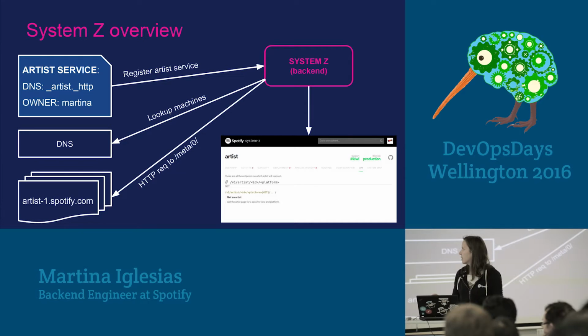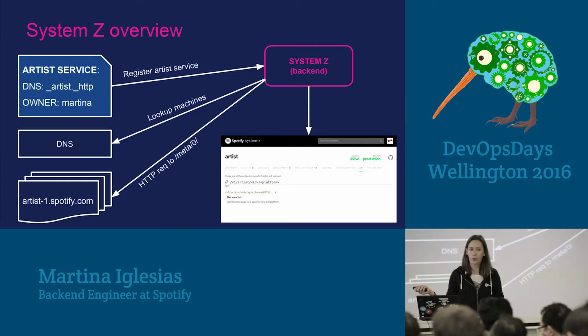So how does this work? SystemSet is this web application that I was talking about. It has a bunch of services in the backend. And when I create a new service, I can register my service in SystemSet and give it a name, an owner or maintainer, which can be me or my team. And then I will also give it a service discovery name. In this case, it's _artist._http, which means the service name is artist and it talks HTTP.